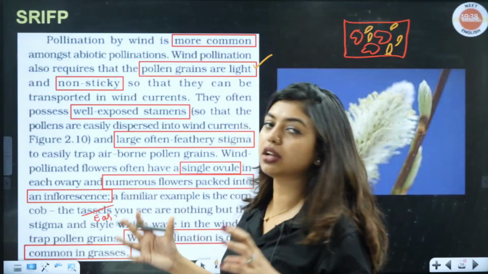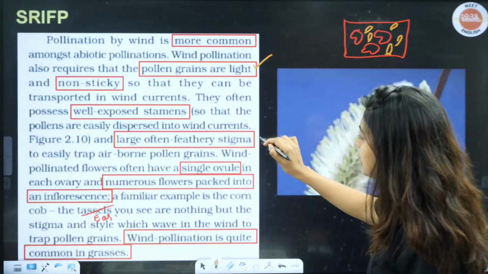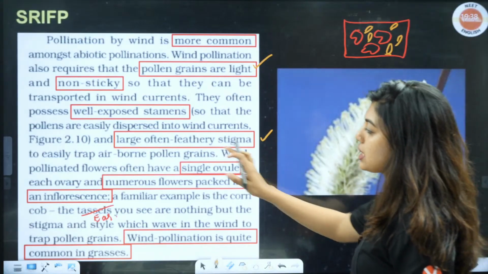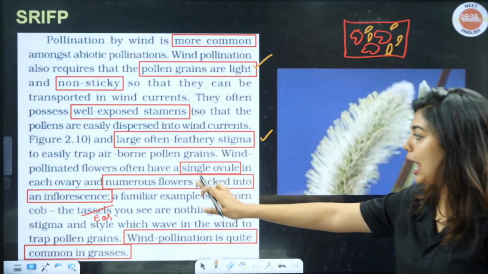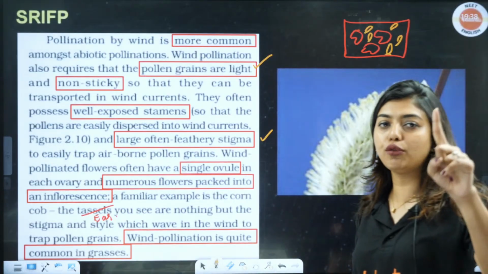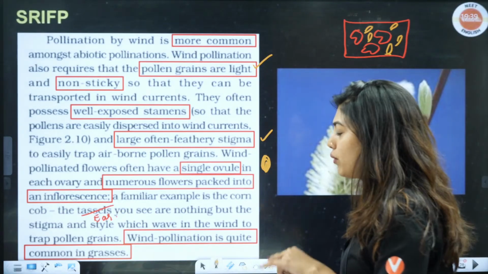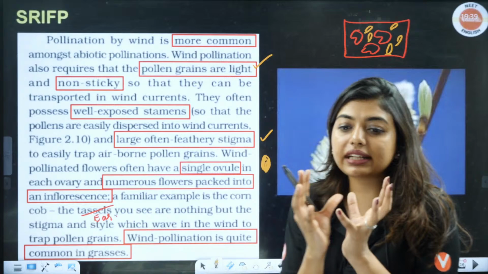Now stigma and anther will be well exposed. So look here, they have large, often feathery stigma to easily trap the airborne pollen grains. Wind pollinated flowers often have a single ovule. One ovule will be there in each ovary, and numerous flowers are packed in an inflorescence.